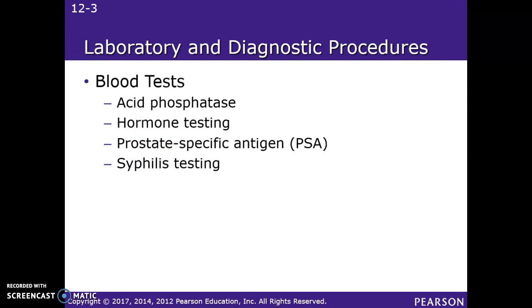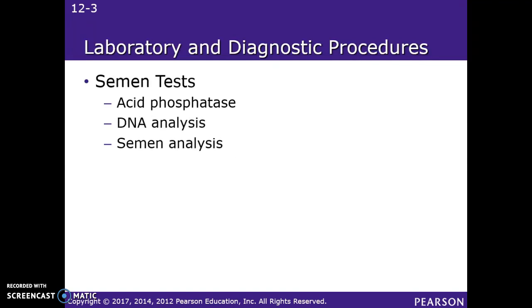Of course, blood tests are one of the first diagnostic tests that we do. We also have tests on the semen themselves. That way we're able to determine things like if there is a medical cause, for example, for infertility, things like that. So a lot of different things under those.